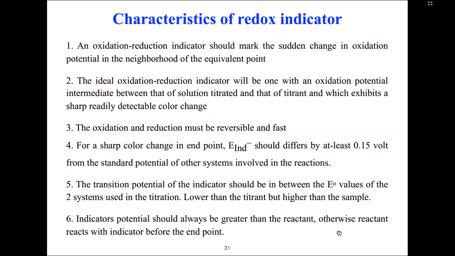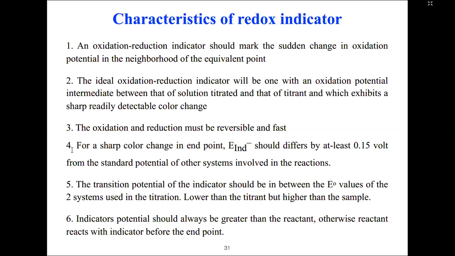For a sharp color change in the indicator, the E of the indicator should differ by at least 0.15 volt from the standard potential of the other system involved in the reaction. What does this mean? Point 4 is saying it has to be in between, higher than one and lower than the other, but not only that. It should be at least 0.15 volt higher than one reagent and 0.15 volt lower than the other one. Between the two reagents, one of them has higher potential and the other has lower potential.